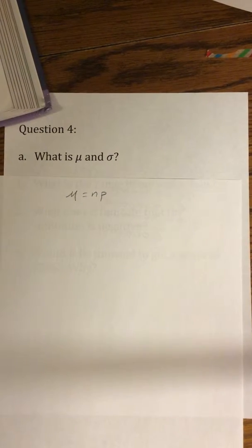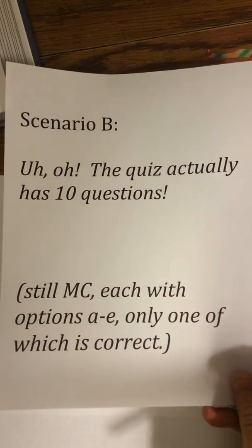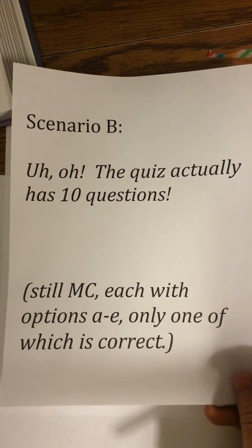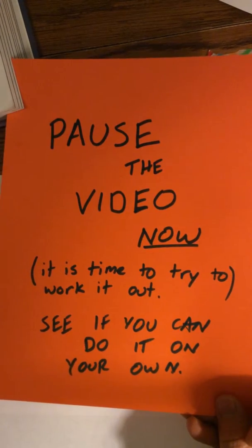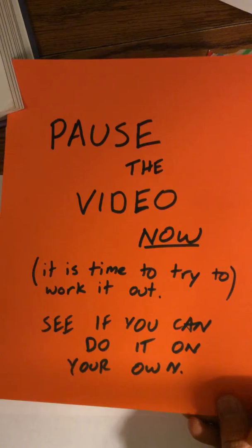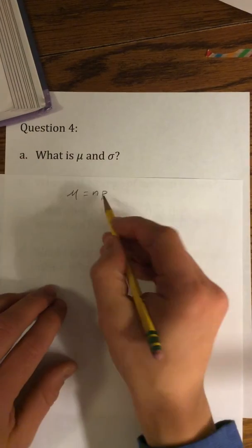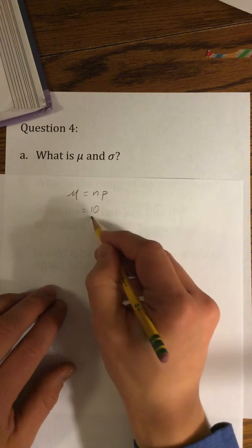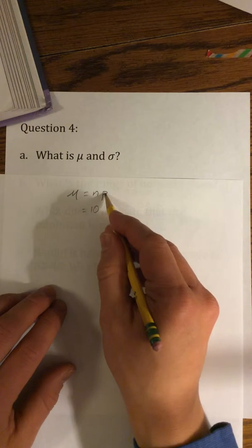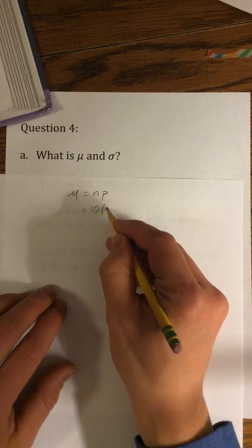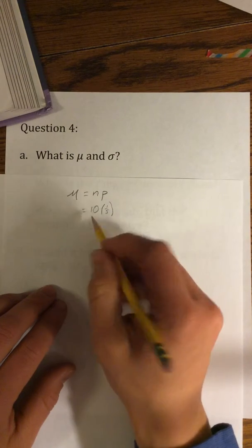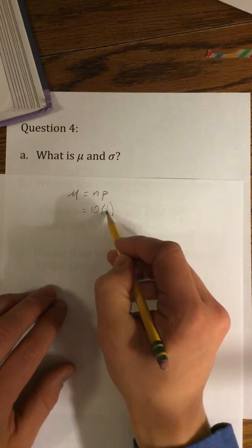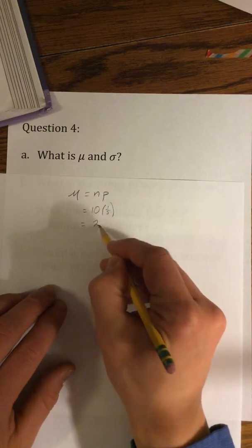Again, the scenario is that we're doing 10 multiple choice questions. There's 5 choices, so you have a 1/5 chance of getting each one right. So what is N and what is P? Pause and think. All right, we're back. N means the number of tries. So in our case, there's 10 because there's 10 questions on our test. And P is the probability that I get it right. So that's going to be 1/5 or 0.2. So 10 times 0.2 is equal to 2.